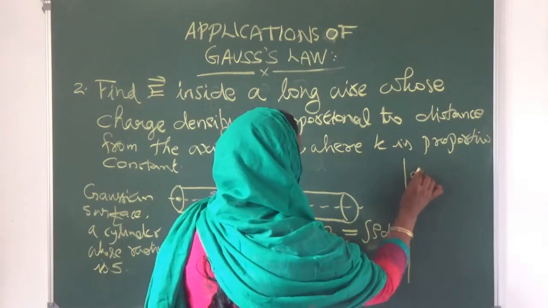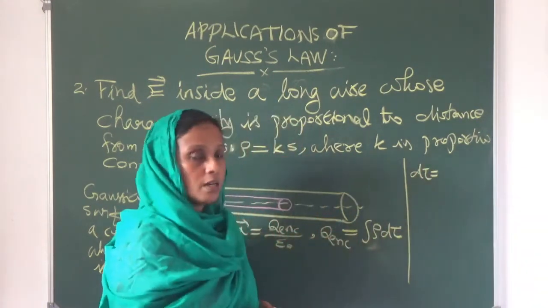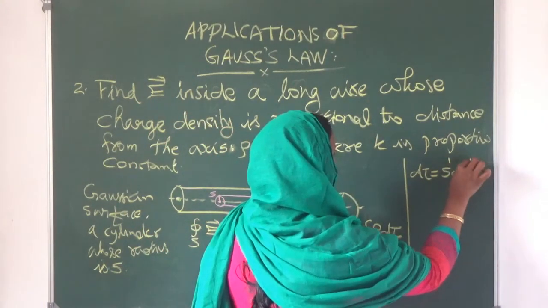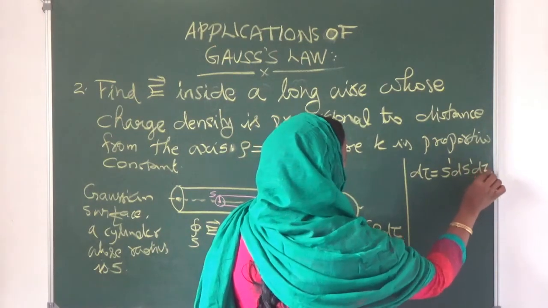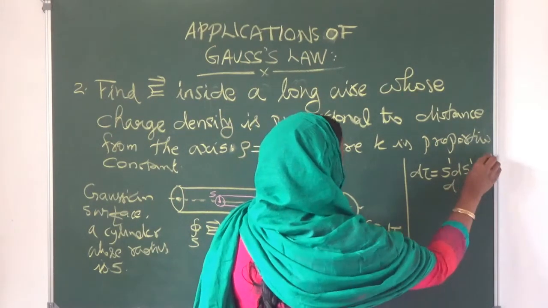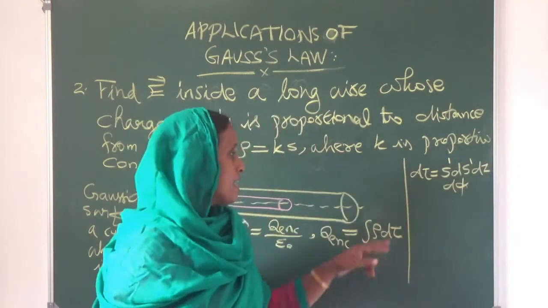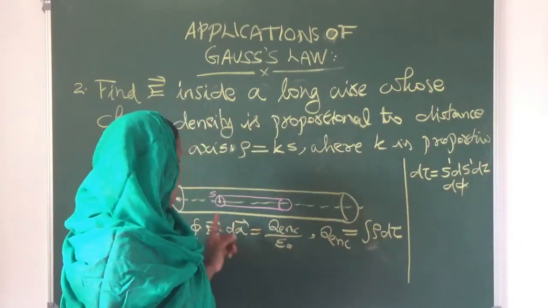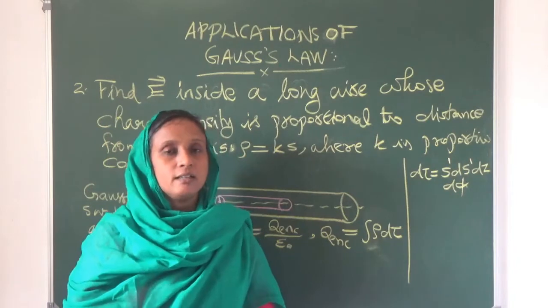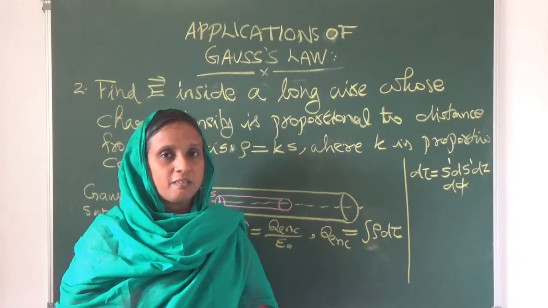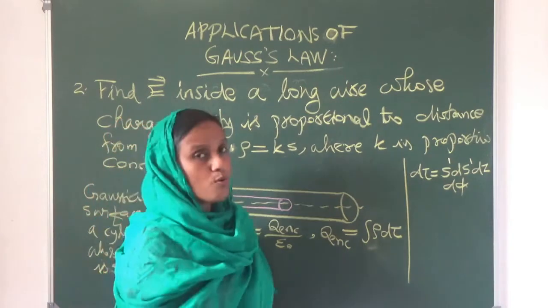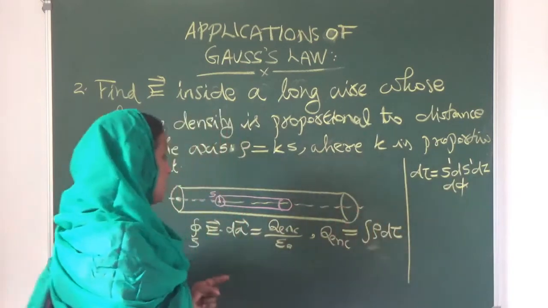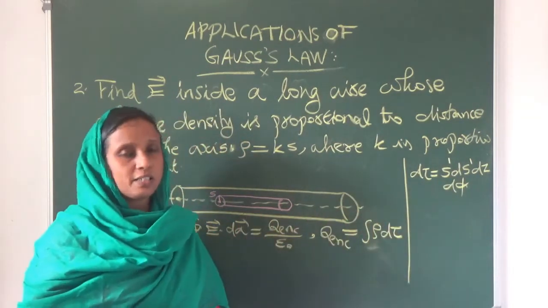For our convenience, I will write d tau here. d tau equals S prime dS prime dz d phi. I put S prime just to distinguish this coordinate from S, the radius of our Gaussian surface. Now we can integrate over this, and then we get the charge enclosed by this surface.